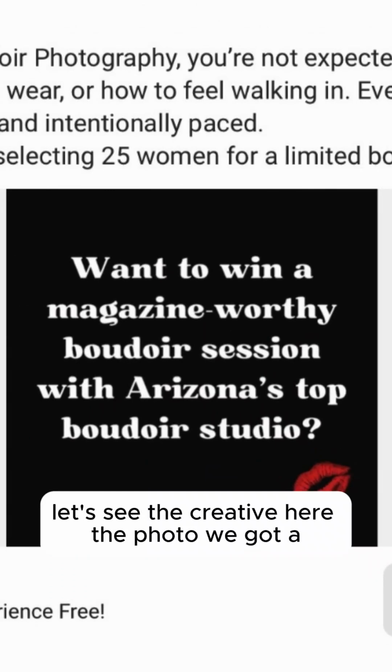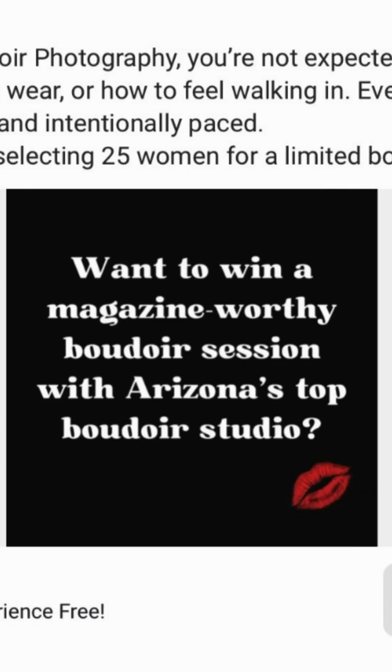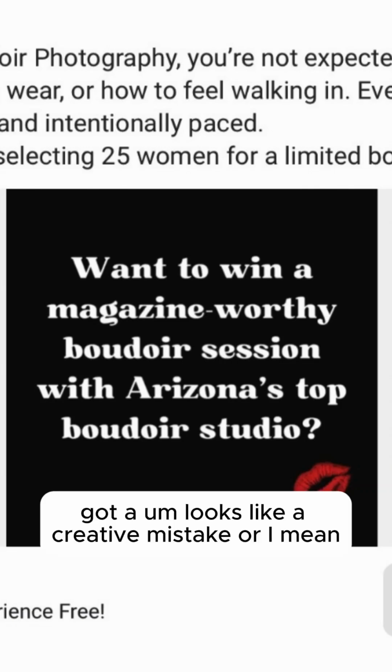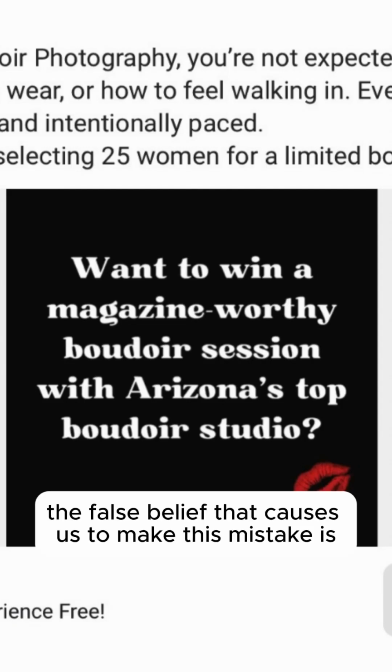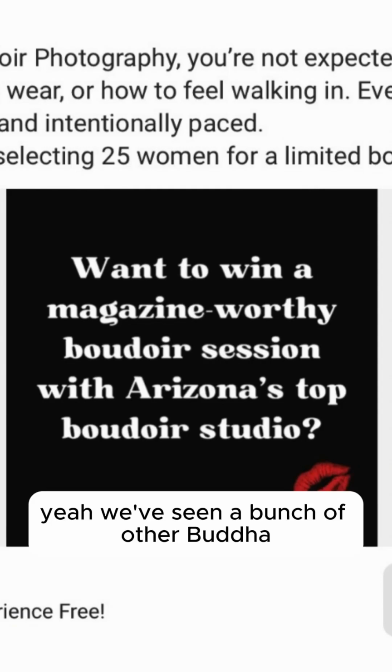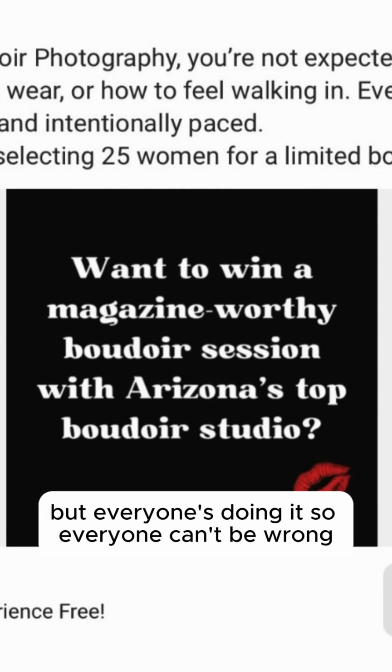Now, let's see, the creative here, the photo. Looks like an ad mistake. The false belief that caused us to make this mistake is, yeah, we've seen a bunch of other Boudoir Facebook ads that look like ads, but everyone's doing it, so everyone can't be wrong, can they?